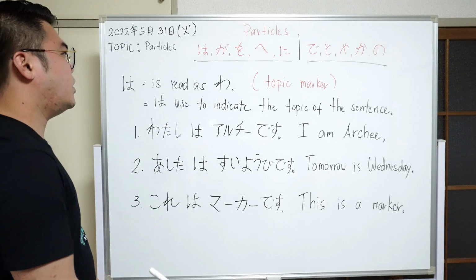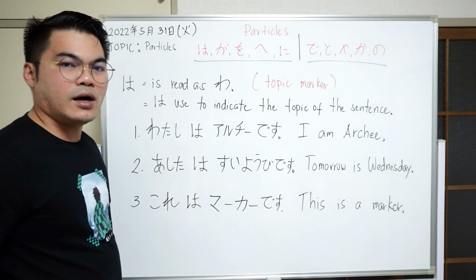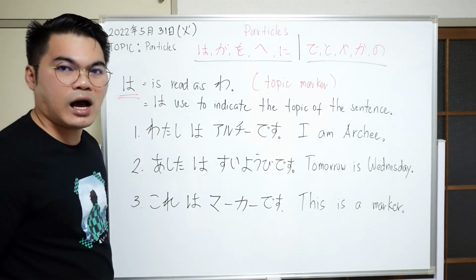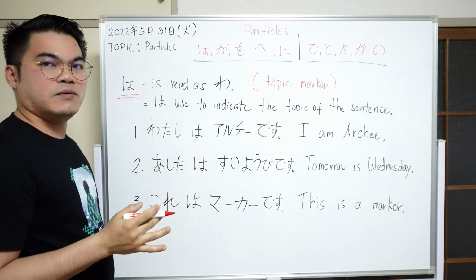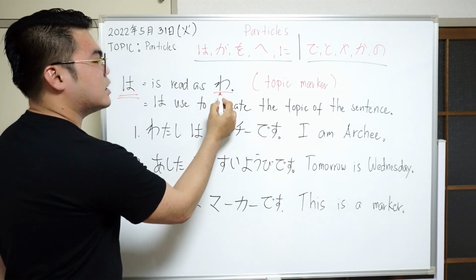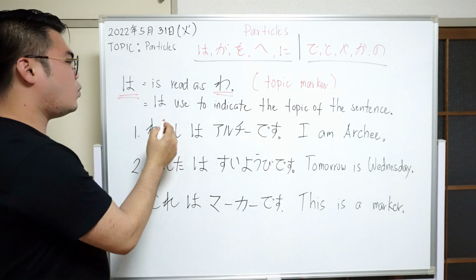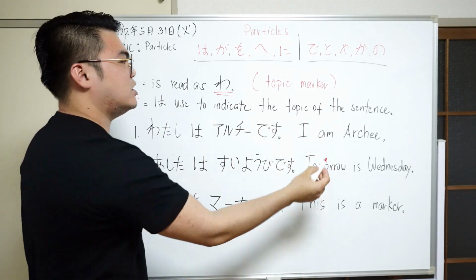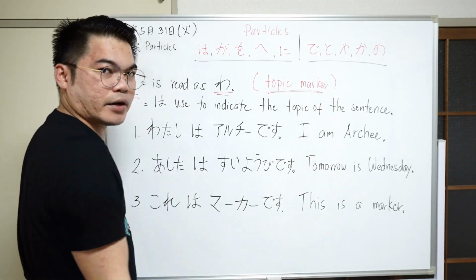Okay, we have here the particle wa. In hiragana it is read as ha, but if you use it as a particle, it is read as wa. Wa is used to indicate the topic of the sentence. In short, this is our topic marker.